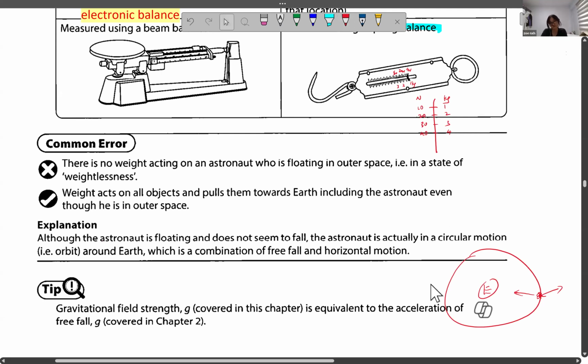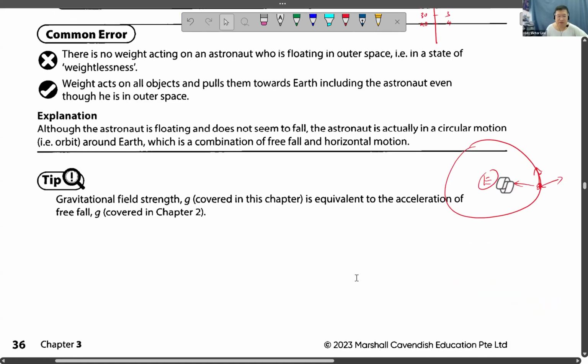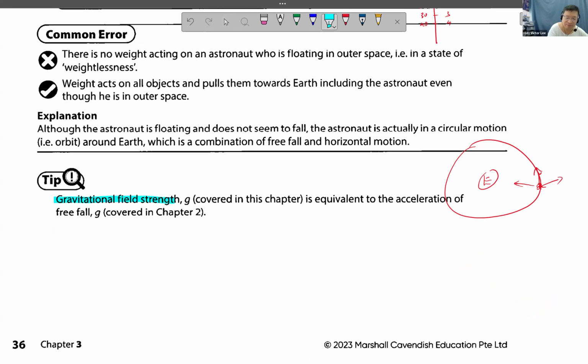That's why you go in a circle. And then the net force actually goes in this direction. Net force. So that's why it follows a circular motion. Is it okay? Yeah. So gravitational field strength has another name.